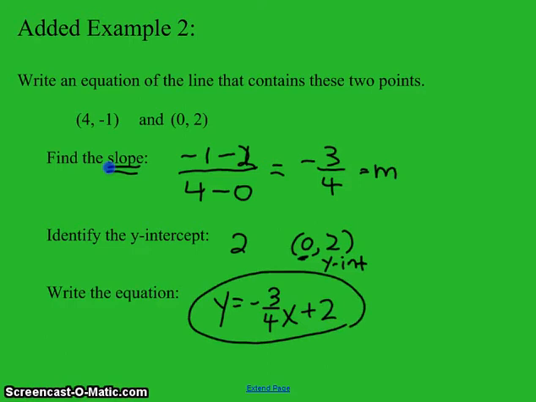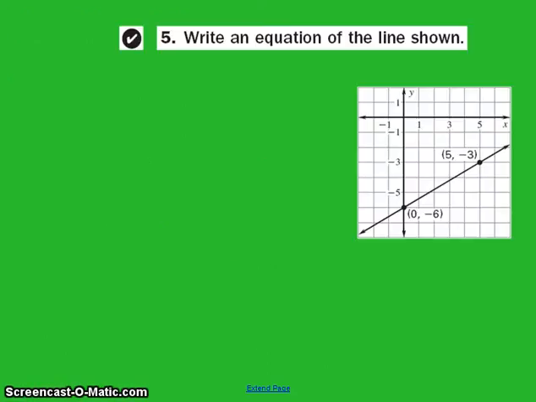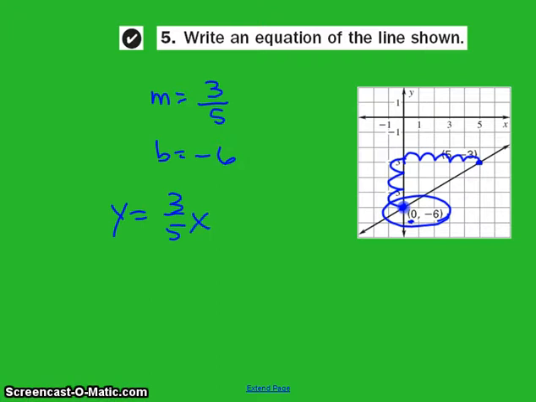Look for that ordered pair on the y-axis. Again, look at the picture shown. I have two ordered pairs. I can calculate slope. My slope is up 3 over 5. My y-intercept is at -6 because my ordered pair has a 0 for the x-coordinate. So my y-coordinate is the y-intercept, and I can write my equation, 3/5 x minus 6.